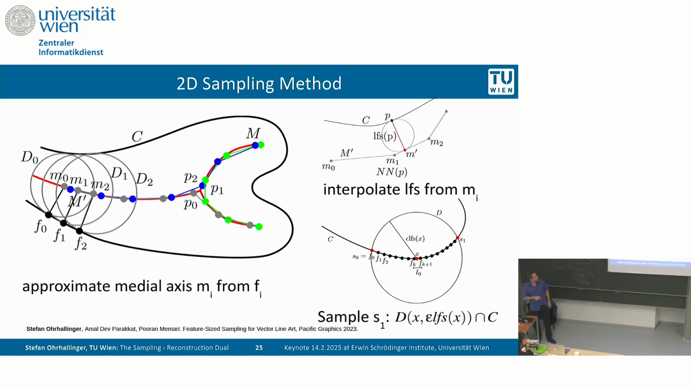We do this as follows. We start with a point here on the curve, then we step along the curve until this condition is not fulfilled anymore. Then we go back to the previous point, interpolate, and find a point where the distance is smaller than epsilon times the local feature size. Here, we then construct the disk and take the other intersection as the next sample. And we start over with this as sample point 2 and do the same thing until we have sampled the whole curve.